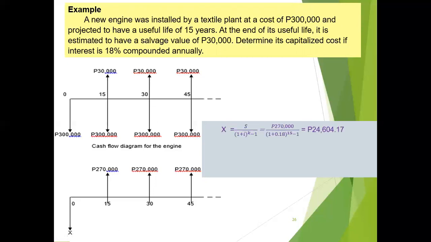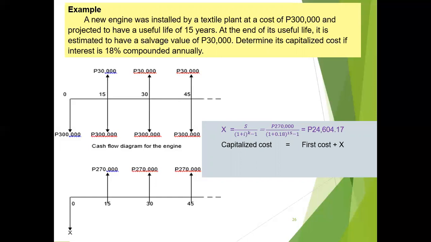So our X is equal to S over (1 plus i) raised to the power of k minus 1. So our value now of S is equal to 270,000 over (1 plus 0.18), which is our interest, raised to the power of 15, minus 1. Or we have X, the present value of our replacement, equal to 24,604.17 pesos.